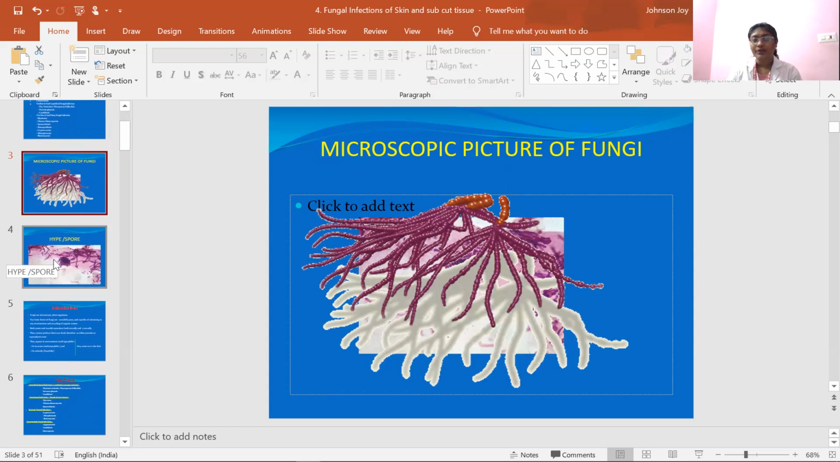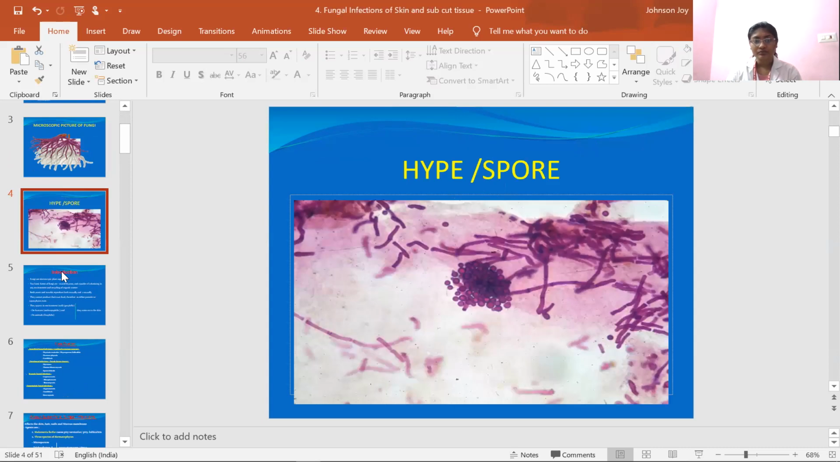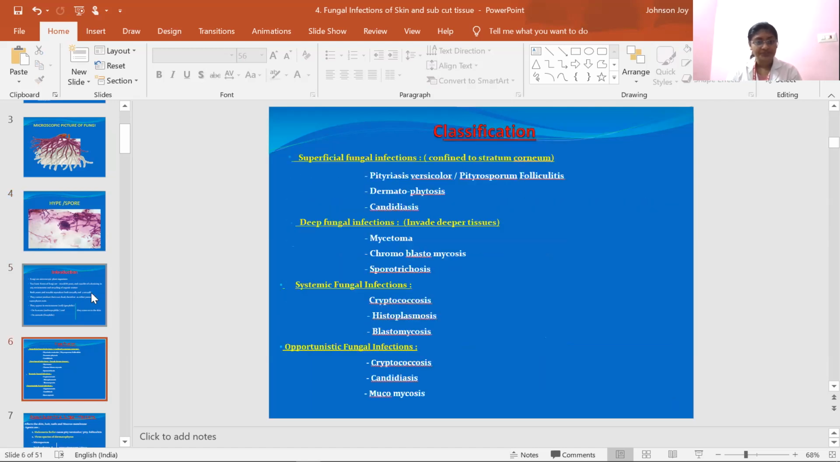As you see here, you can view the microscopic picture of fungi, and what are you seeing here? These linear things are known as the hyphae of the fungus. And this is the hyphae and the spore. See, these linearly arranged things are nothing but the hyphae of the fungus, and these circular or annular grouped things are known as the spores, which are essential for fungal reproduction.